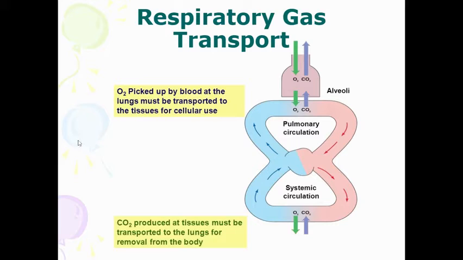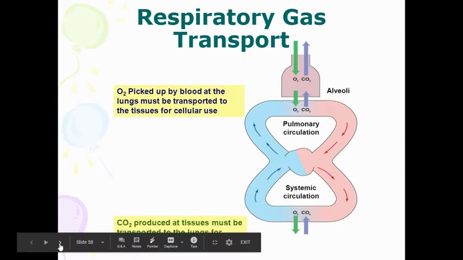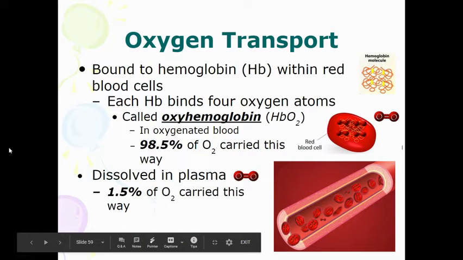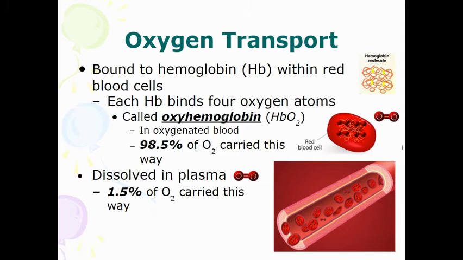So now moving on to more of the physiological functions, especially in terms of gas transport. Oxygen transport is done by the red blood cells. It's when oxygen binds to hemoglobin within those red blood cells. Each hemoglobin molecule has the ability to bind 4 different oxygen atoms. When oxygen is bound to hemoglobin, it's called oxyhemoglobin. So we're going to find that in oxygenated blood.